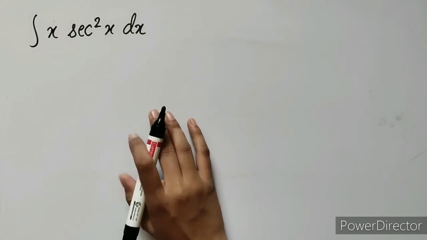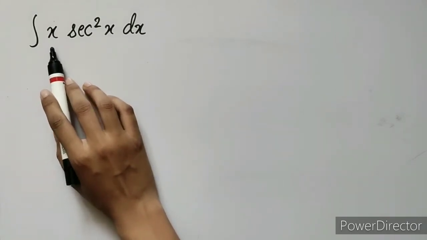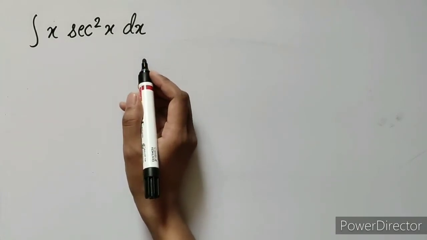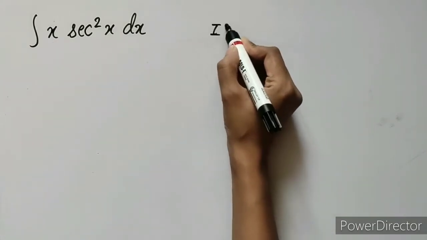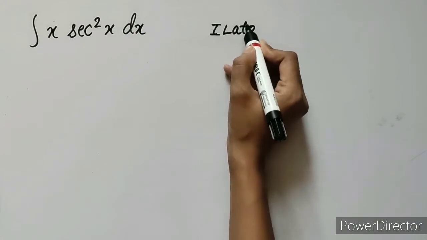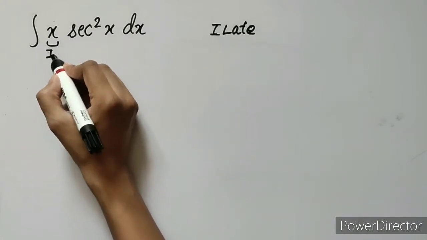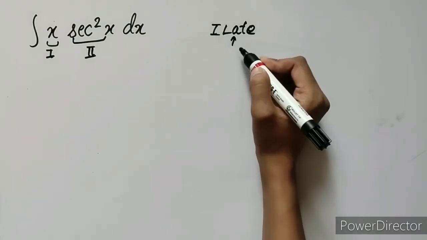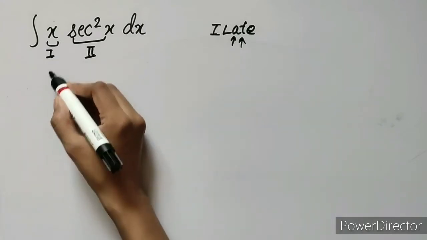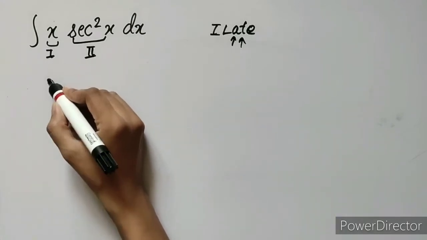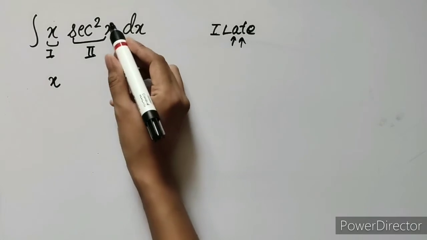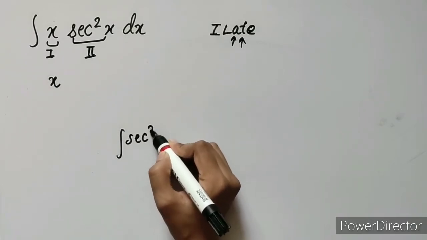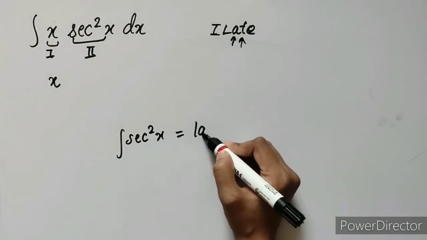So let us start. First problem is integration of x secant square x dx. So we have to apply the ILATE formula, which says I, L, A, T, E. This will be the first function and this will be the second function, as algebraic will get more priority than the trigonometric function. So the first formula says first function as it is, integration of second function. So we have integration of secant square x is equals to tan x.